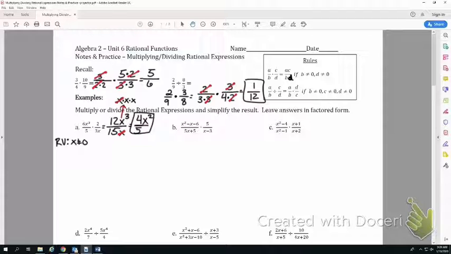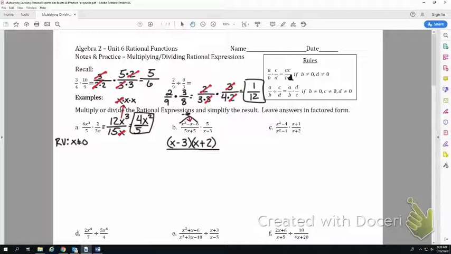So first, factoring my first fraction. I've got 1 times negative 6, which is negative 6. What factors of negative 6 add up to negative 1? 3 and 2. Which one needs to be negative? The 3.